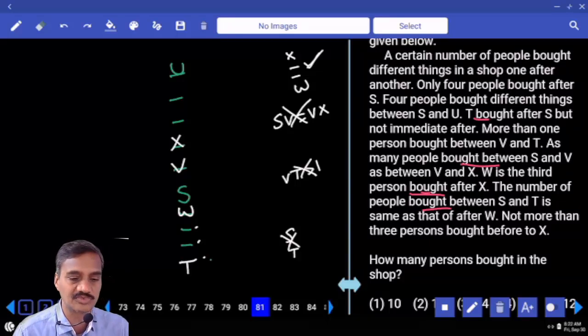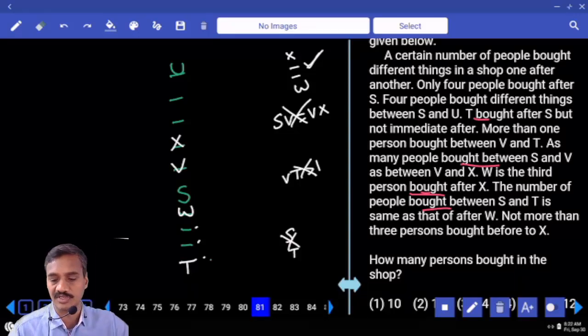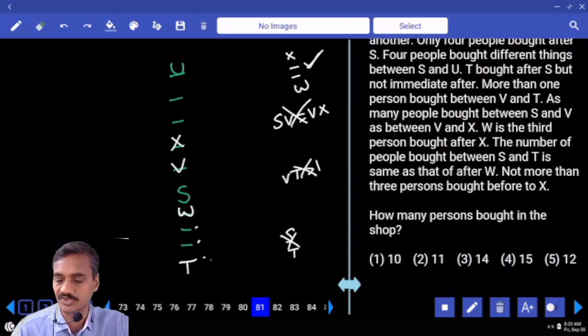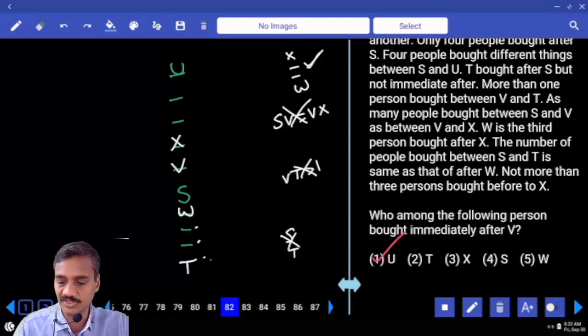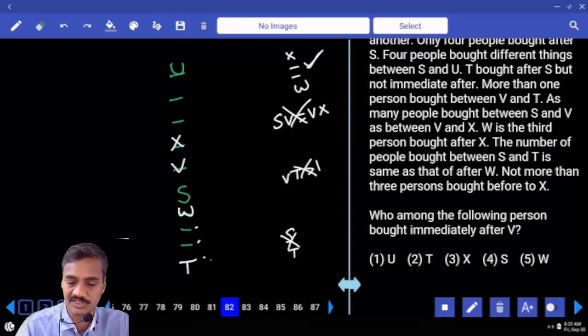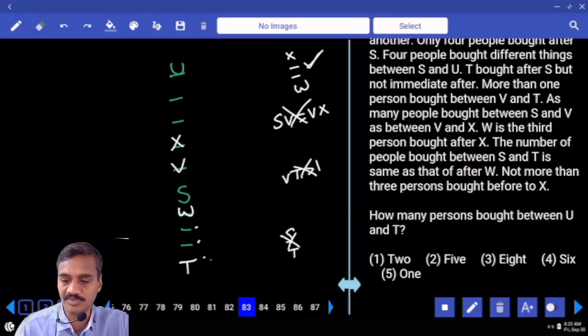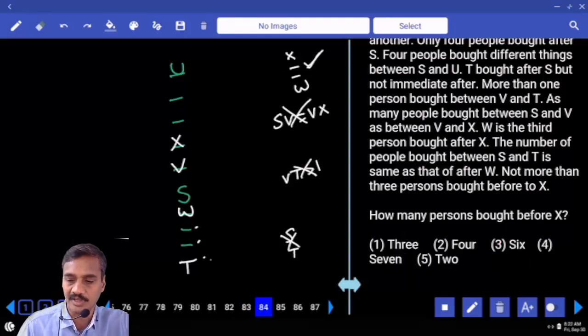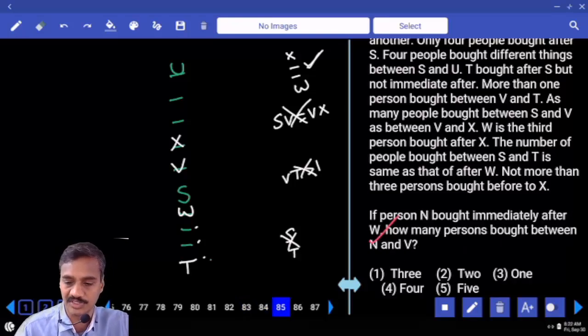And so how many persons do we have? 1, 2, 3, 4, 5, 6, and plus 4, 10. How many persons bought in the shop? 10, that is choice 1, question number 81. And 82, who among the following persons bought immediately after V? Yes, that is choice 4, 82. And how many persons bought between U and T? Now in between U and T, how many are there? 4, 5, 6, 7, 8. 8 persons, that is choice 3, question number 83. And how many persons bought before X? There are only 3. That is choice 1, 84.